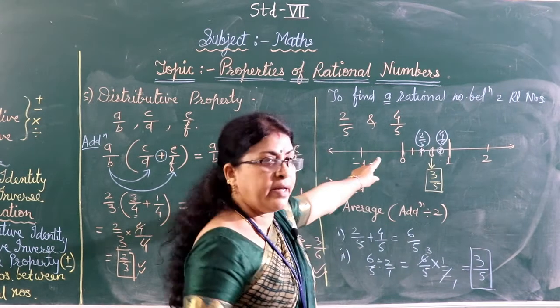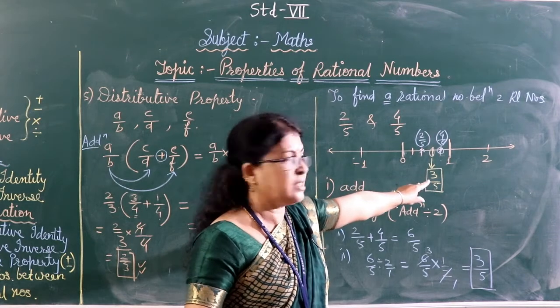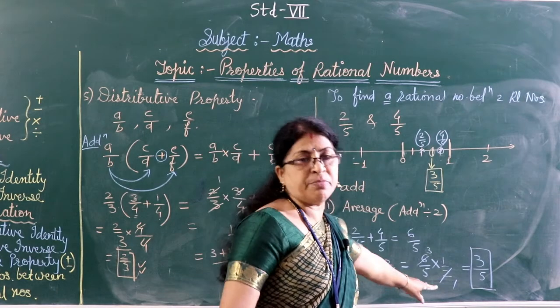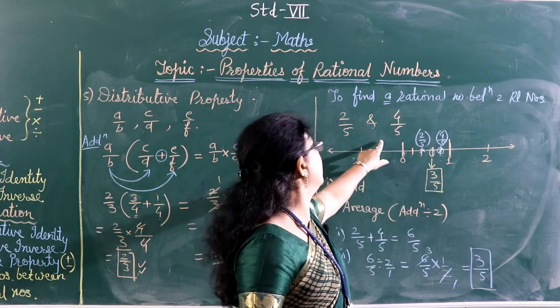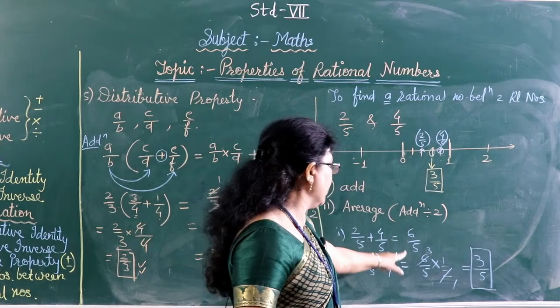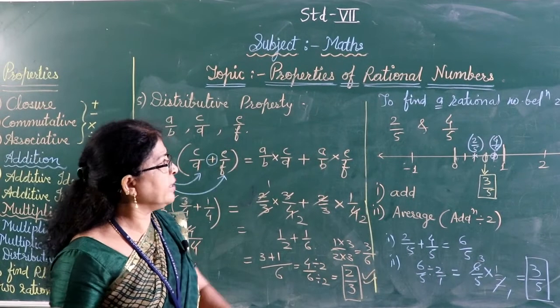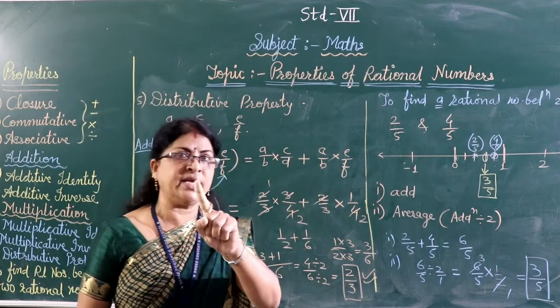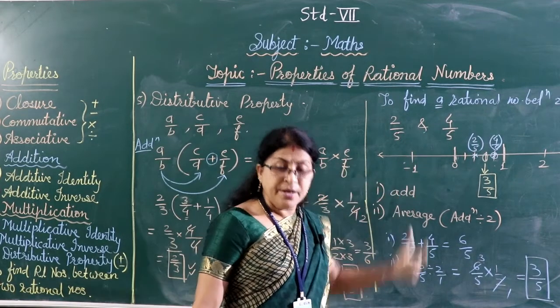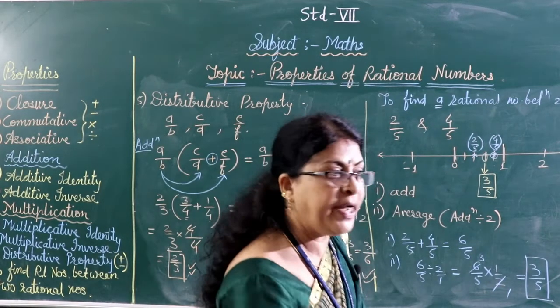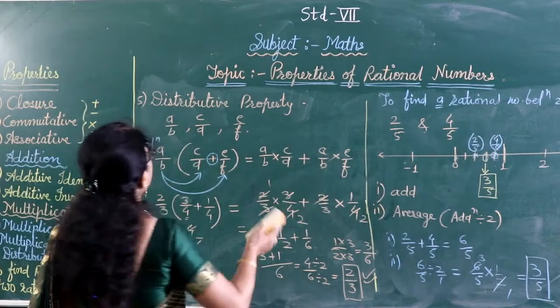Okay. So in this class we are going to apply this method. Instead of showing it on the number line, we are going to follow this method. This is for when we are finding only one rational number between two rational numbers. Now we will learn to find more rational numbers between two rational numbers.